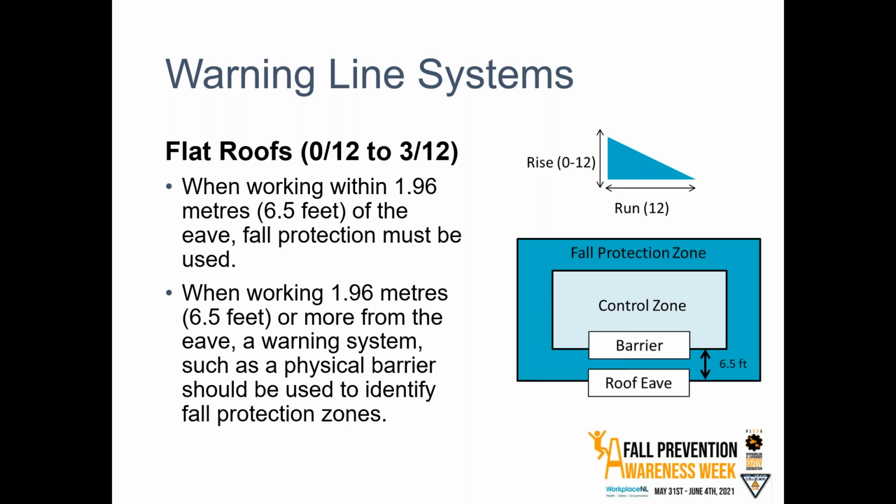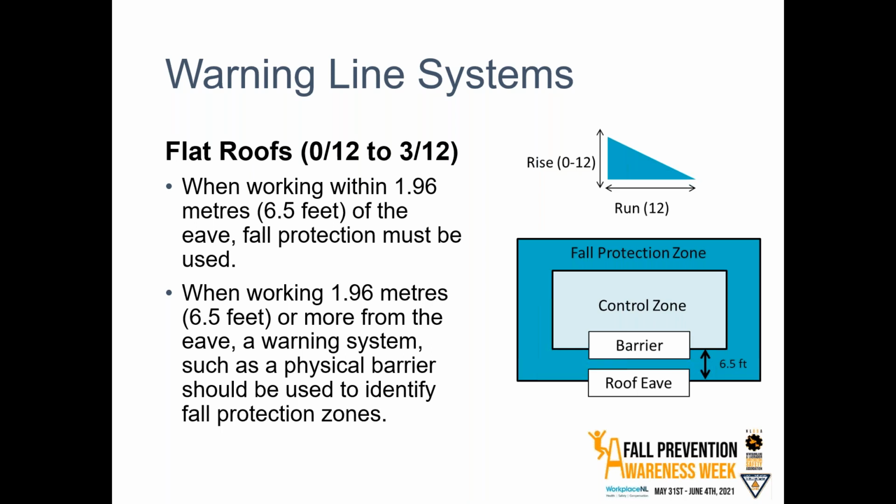All the roofs in our legislation, we kind of use a rise of between 0 and 12 and a run of 12. We always use that 12 on the bottom. That's our kind of base. So a flat roof would be effectively 0 over 12, so flat, to 3 over 12, so just a very, very small amount of a pitch. And all of the legislation is based on that pitch. So if you're working on a roof, step one is to find out what the pitch of the roof is. If it's flat, you have the most options.